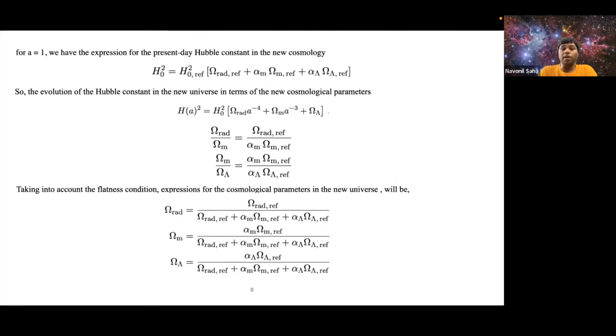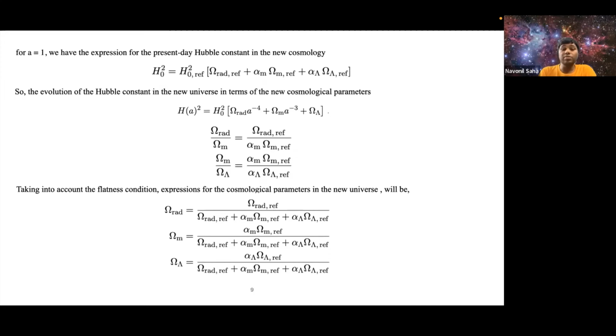Now, for the a equals 1 case, we have the expression for the present day Hubble constant, which is given as follows. So the evaluation of the Hubble constant in the universe in terms of the new cosmological parameters will be H(a) squared equals H naught squared times the radiation density a to the power minus 4, plus the matter density a to the power minus 3, plus the dark energy density. The ratio of them is given as the ratio of the density parameters, as follows.